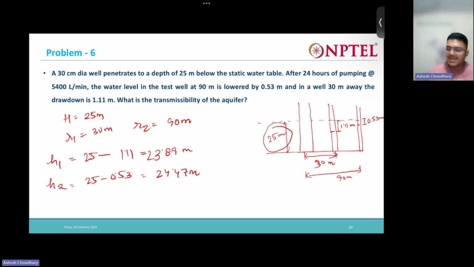Done. H1, H2 we have, R1, R2 we have. So we already derived the expression. Q is nothing but 5,400 liters per minute. If we convert it to meter cube per second, it will be 0.09 meter cube per second.